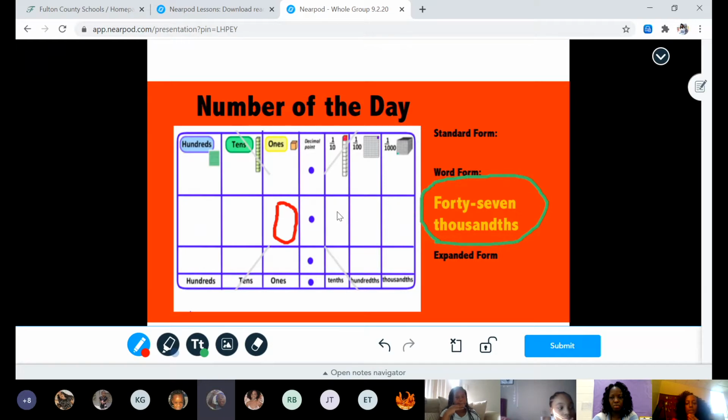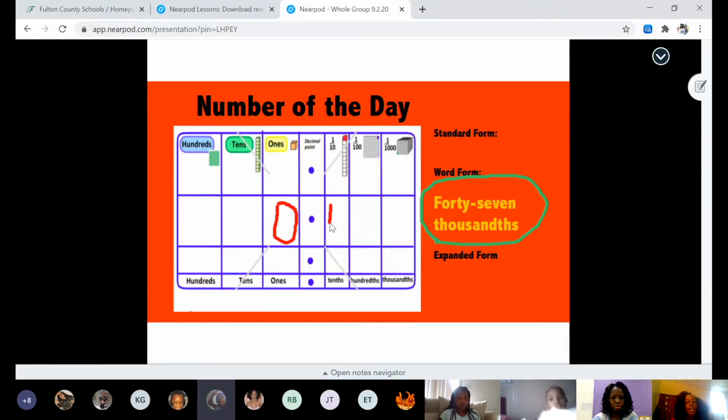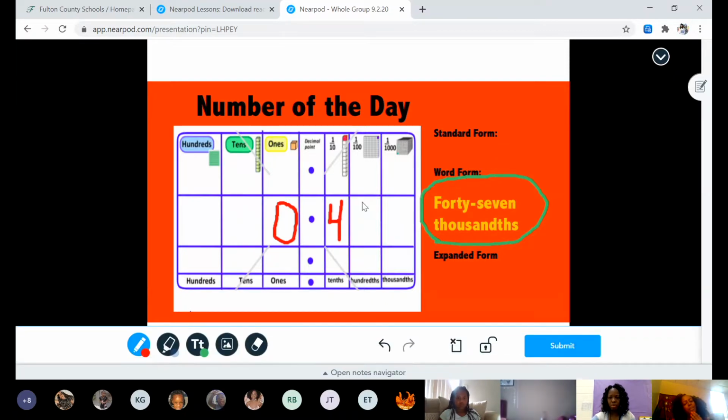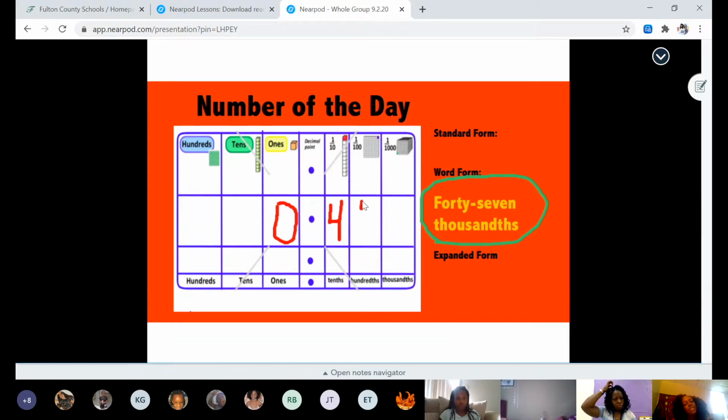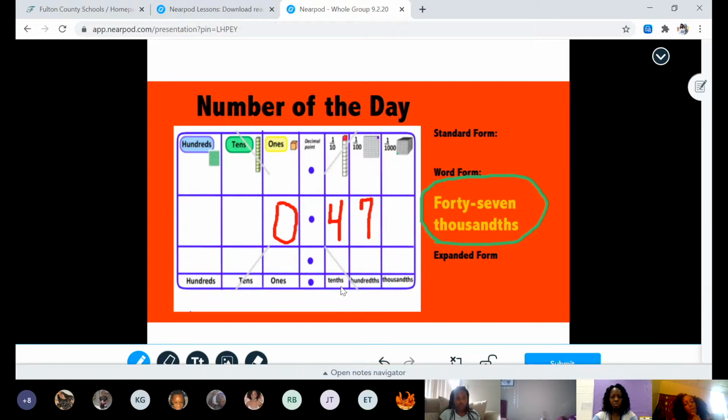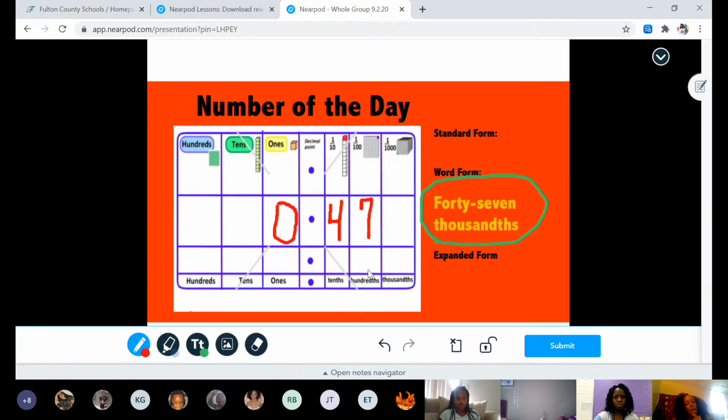You will need 4 because 4 rods will equal up to 40. Okay, so I'm gonna put 4 in my tenths, and so what does that mean? I need to put a 7 in my hundredths. Wait. So let's look at that. Because if I put a 4 in my tenths and a 7 in my hundredths, is that 47 thousandths, Zanaya? Oh no. That's 47 hundredths, but that's okay. Now, how can I fix it? What do I need to do to fix this?